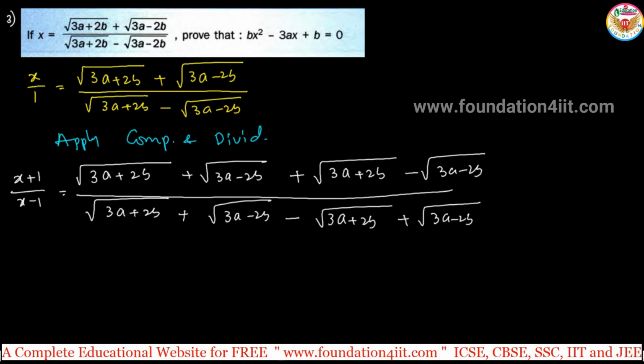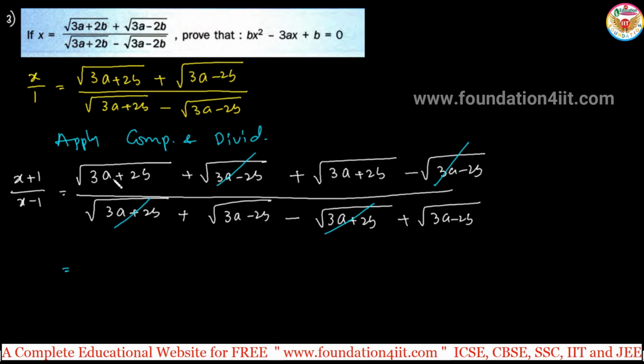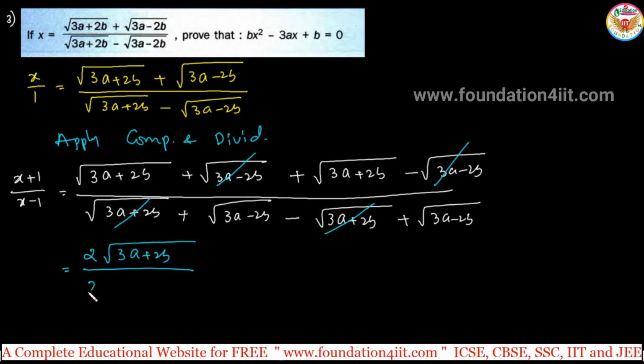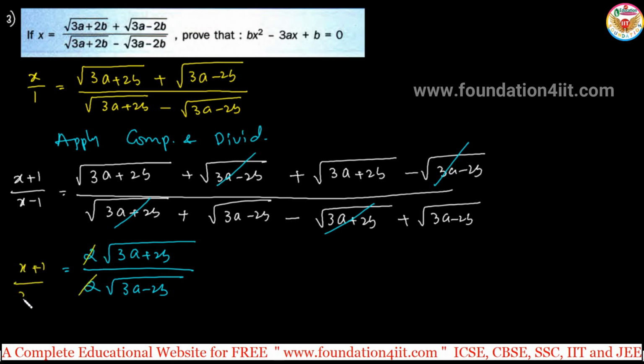Now we can go for cancelling. So minus and plus root 3a minus 2b cancel. Same terms with opposite sign you can cancel. Then by adding this both, 2 times square root of 3a plus 2b by same 2 times square root of 3a minus 2b. Even you can cancel 2 to this side. So x plus 1 by x minus 1.